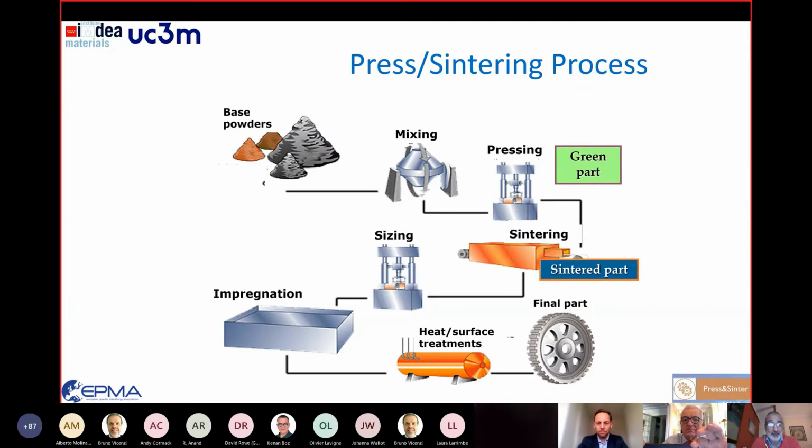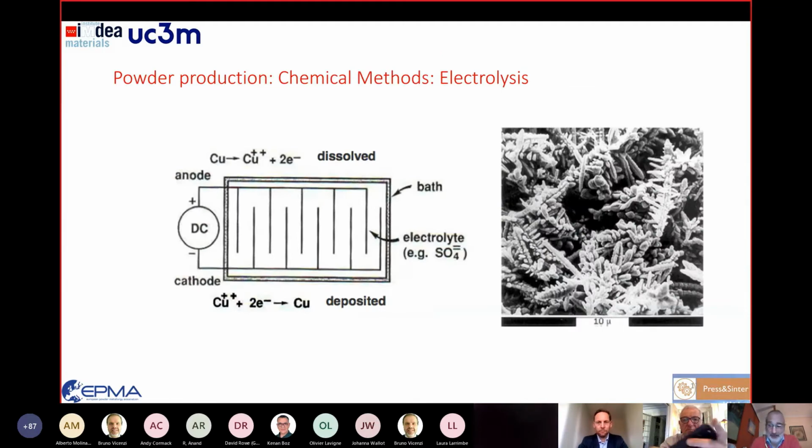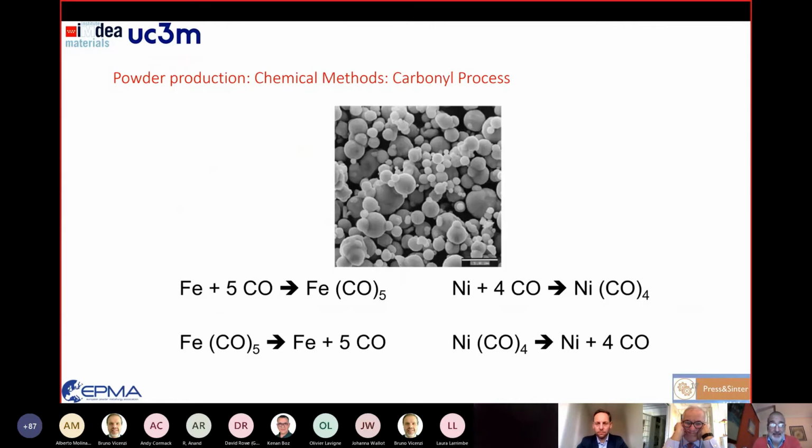Starting from the beginning, we have to produce powders of many different materials. We have, for instance, in the case of steels, alloying elements such as copper, and we have to produce these materials by different powder production methods. Some of those methods are chemical methods, like the electrolytical ones, typical for copper powders, but also the carbonyl process, in which we can obtain very rounded and small powders, in that case for nickel.